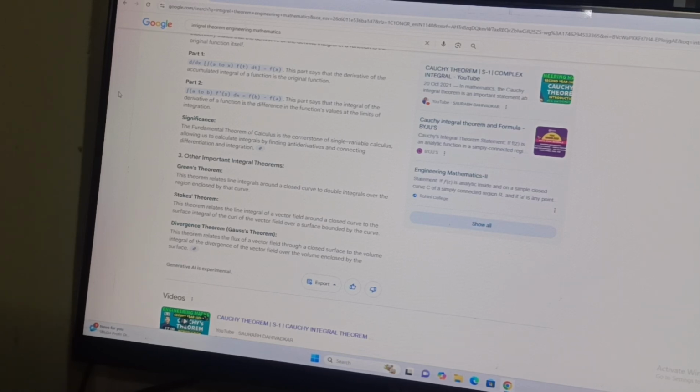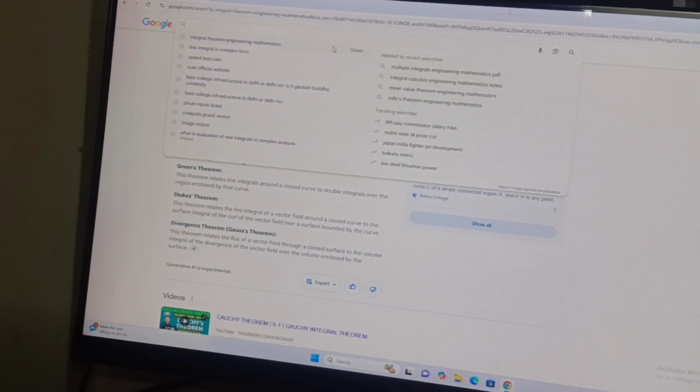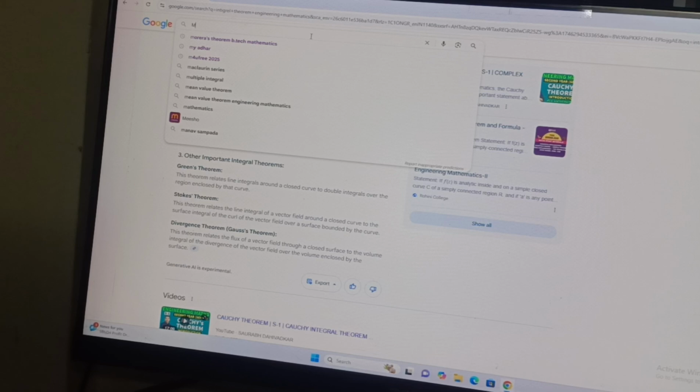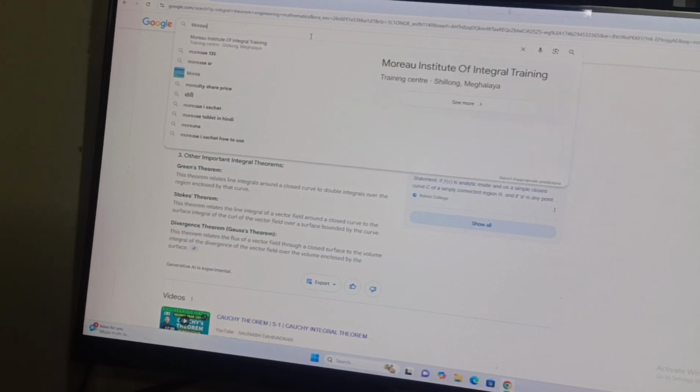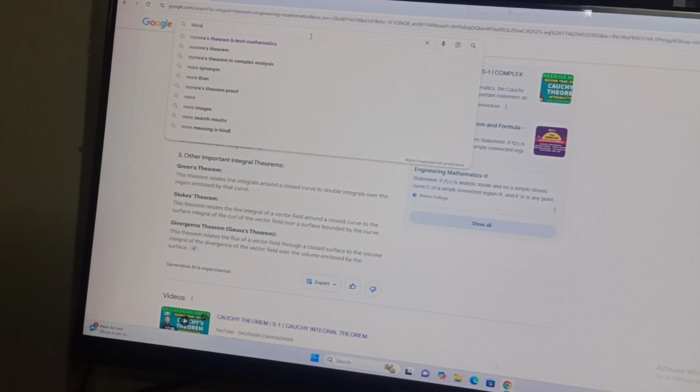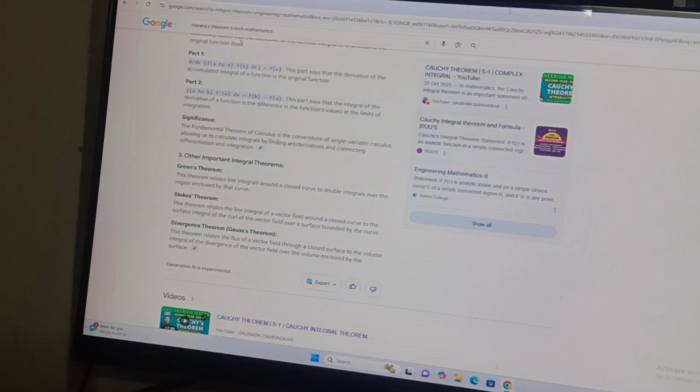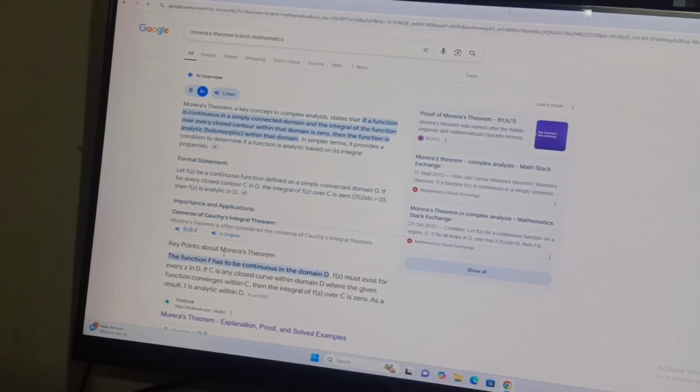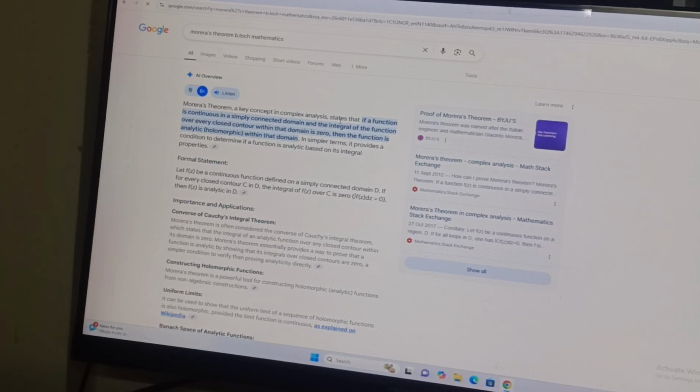Okay, so now let's discuss Morera's theorem. Morera's theorem in complex analysis states that if a function is continuous in a simply connected domain and the integral of the function over every closed contour within that domain is 0, then the function is analytic, holomorphic, within the domain.